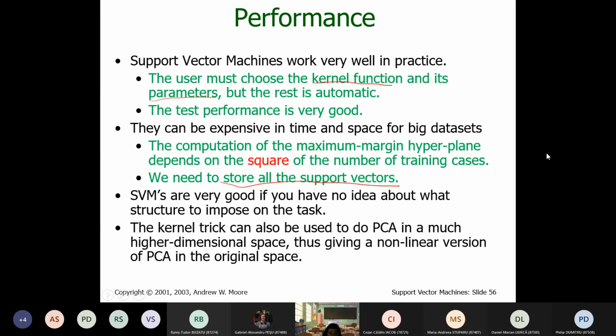SVMs are good if you have no idea about what structure to impose on the task. And the kernel trick can also be used to do PCA in a much higher dimensional space, giving a non-linear version of PCA in the original space. Again, we will be talking about PCA in my next lecture, so in 2 weeks from now.